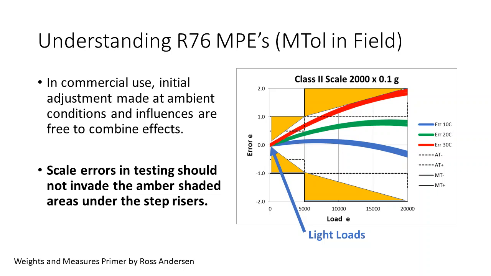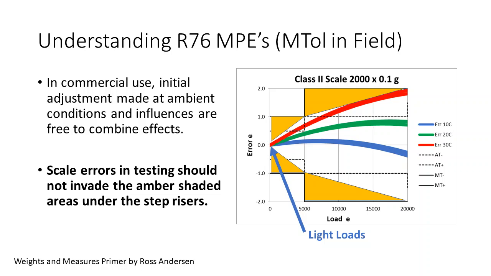Now remember that errors do not invade the shaded areas under the riser. Can you see any relatively large errors down there? Several comments on the original proposal mentioned that errors could reach 1E at these loads. Commenters were focused on the tolerances and not on the errors that are likely. To focus on the tolerance down there is misleading.